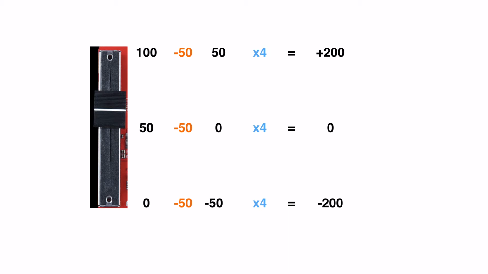So we've translated numbers from 0 to 100, the variable from 0 to 100. We've subtracted a constant from that. We've multiplied the result by another constant, and we've ended up with the numbers that we want.